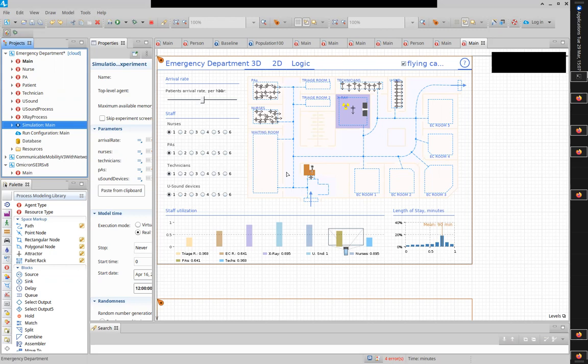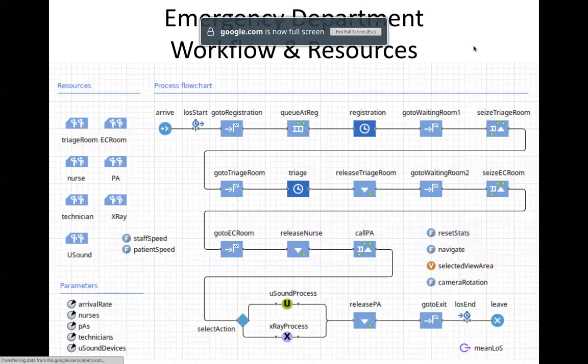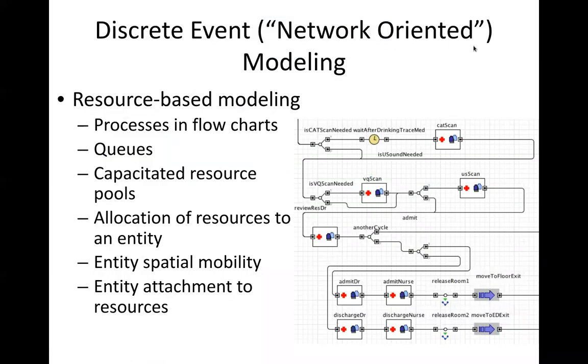Okay, so let's dive into this language. It's a more specialized language than system dynamics. It's a more specialized language than agent-based modeling. But when it is the right language, when it's a good fit for that area of your model or that process you're considering, it's a very effective language. So let's talk about it. Okay, so discrete event modeling, as I said, it's about resource limited progress for defined processes.